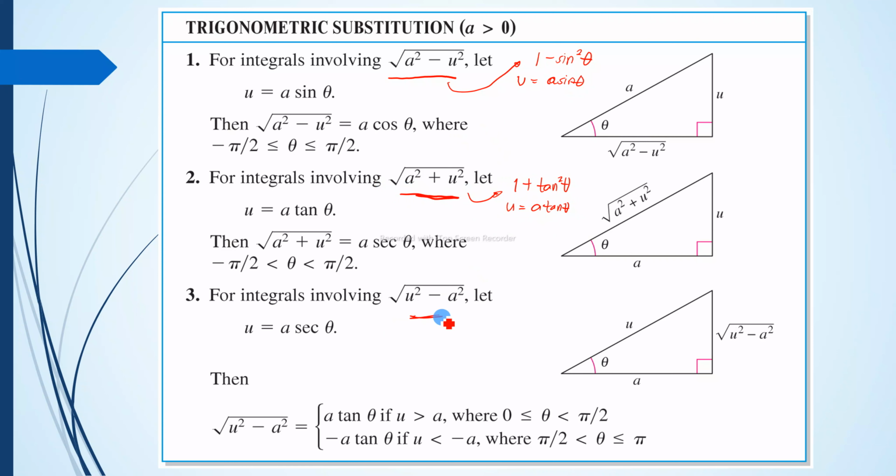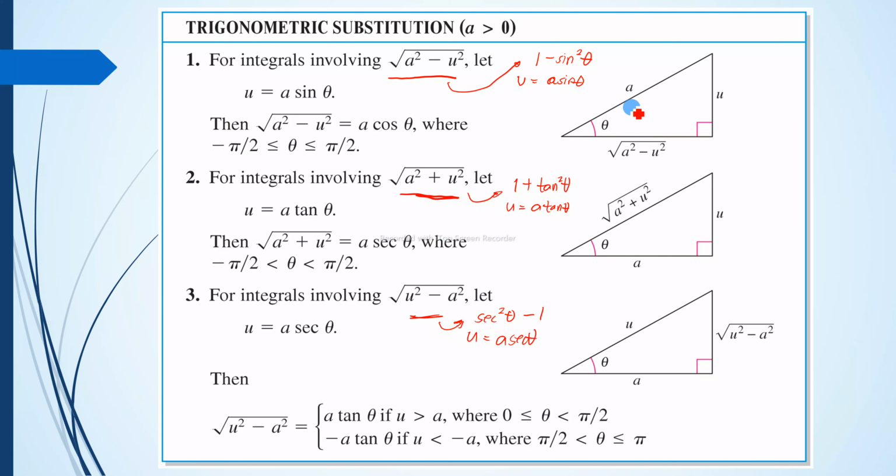And for the last one, this is also quite familiar. It looks like secant squared theta minus 1. So that's why we're going to use as the substitute u equal to a secant theta. So this is trigonometric substitution.